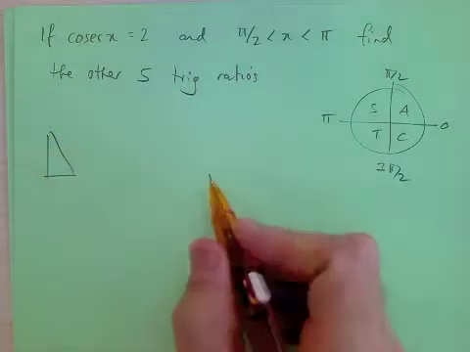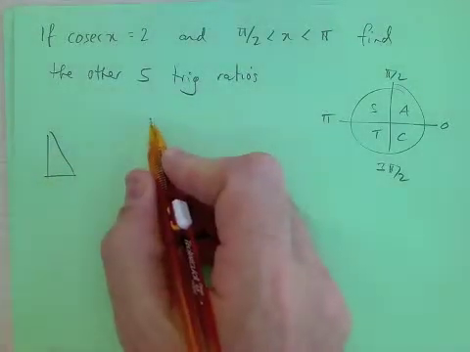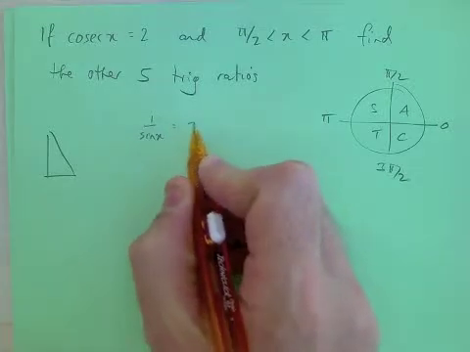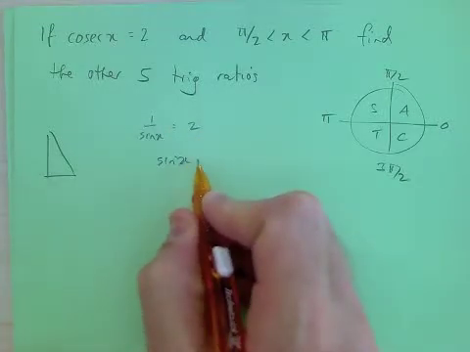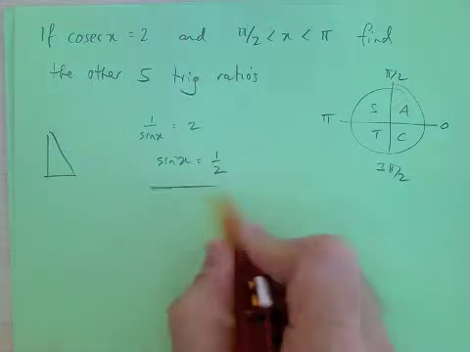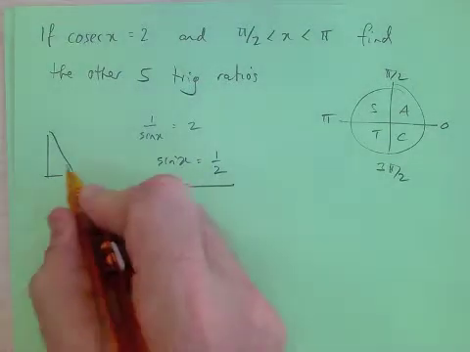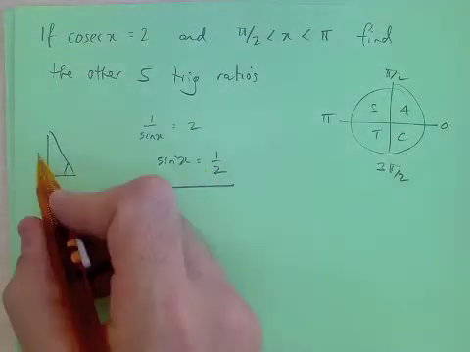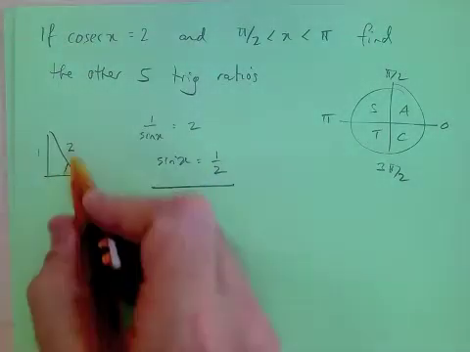So what do I know? I know cosec x equals 2. So that's cosec x, which is 1 over sine x, is equal to 2. So I know that sine x is equal to a half. That's one of them done. But this now enables me to write on my triangle. If this is the angle, sine is opposite over hypotenuse.